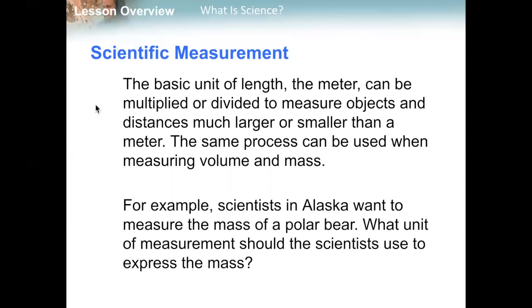The basic unit of length, the meter, can be multiplied or divided to measure objects or distances much larger or smaller than a meter. The same process can be used when measuring volume and mass. For example, scientists in Alaska want to measure the mass of a polar bear. What unit of measurement should the scientists use to express the mass?